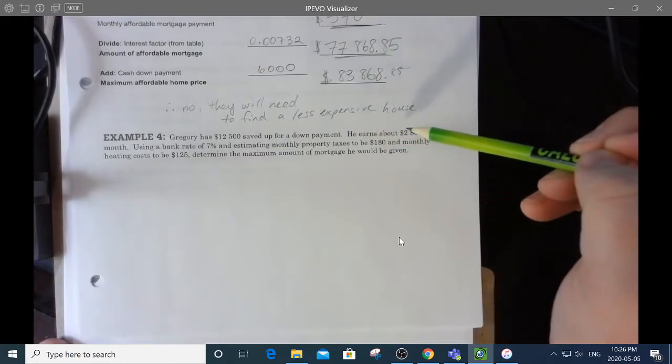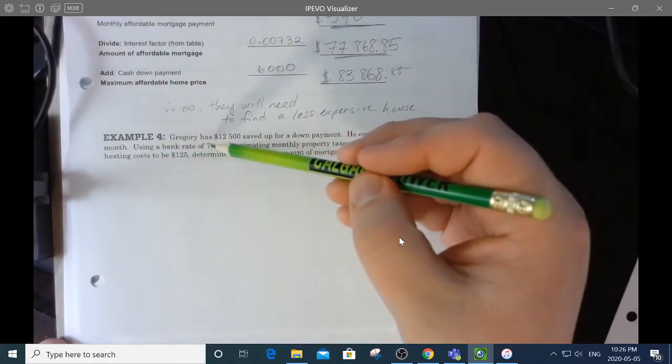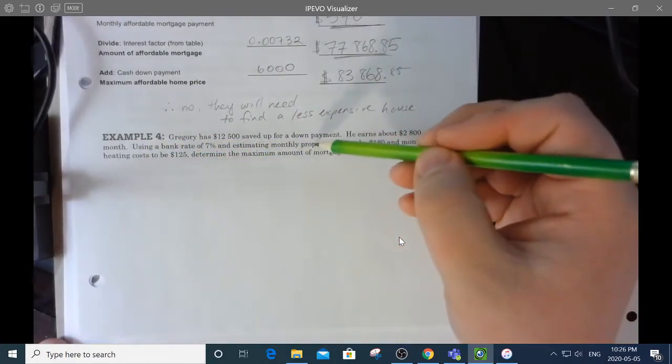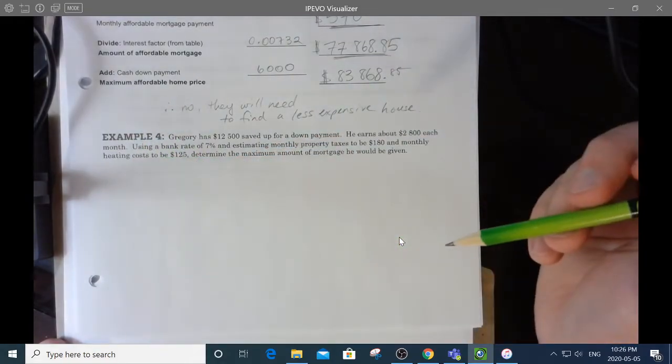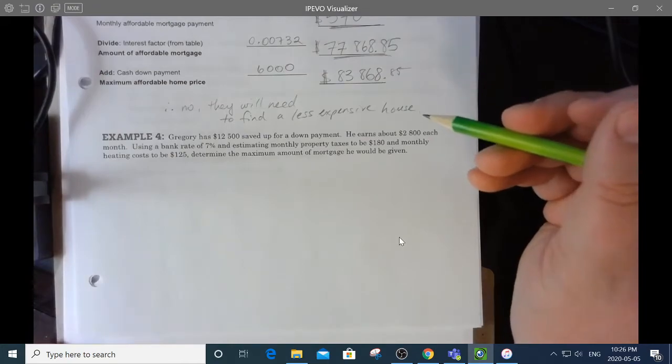So Gregory has $12,500 saved up for a down payment. He earns about $2,800 each month using a bank rate of 7% and estimating the monthly property taxes to be $180 and the monthly heating cost to be $125. Determine the maximum amount of mortgage he'd be given.